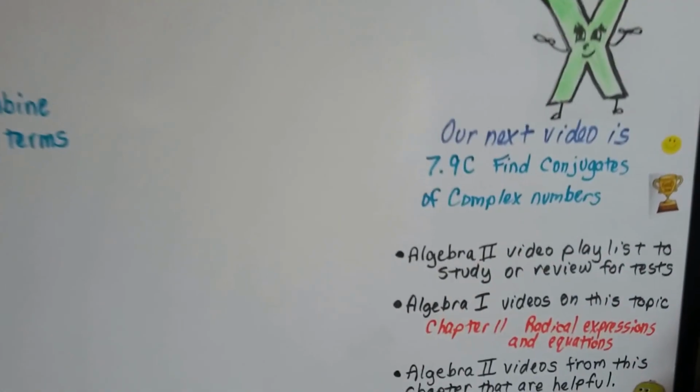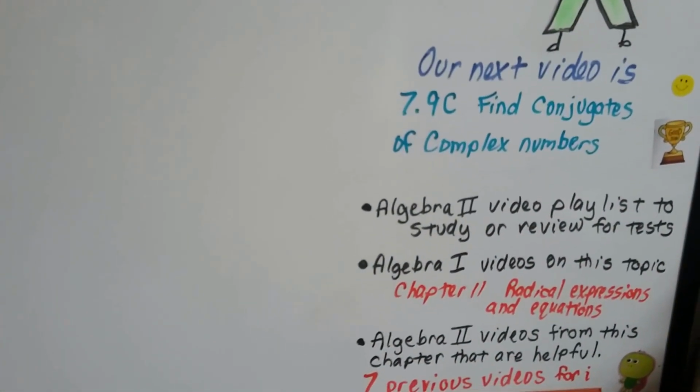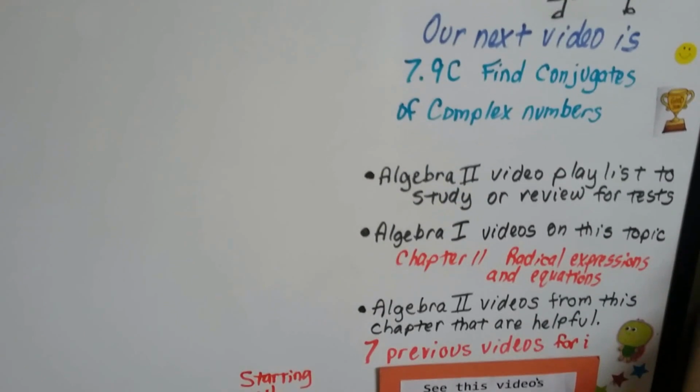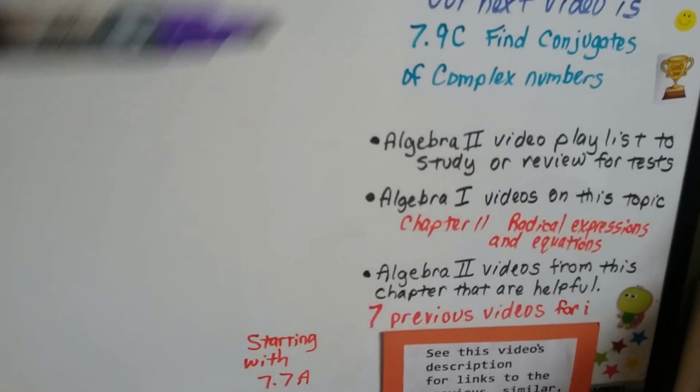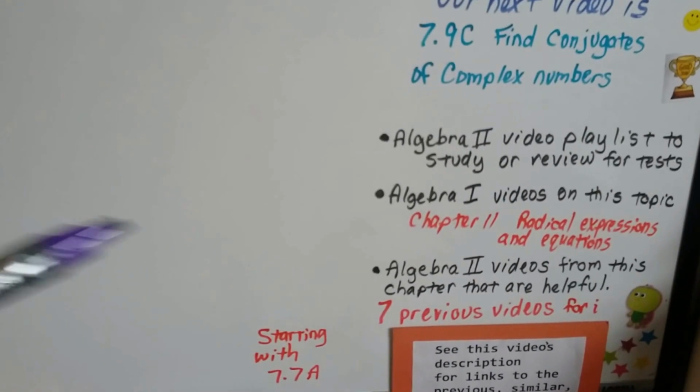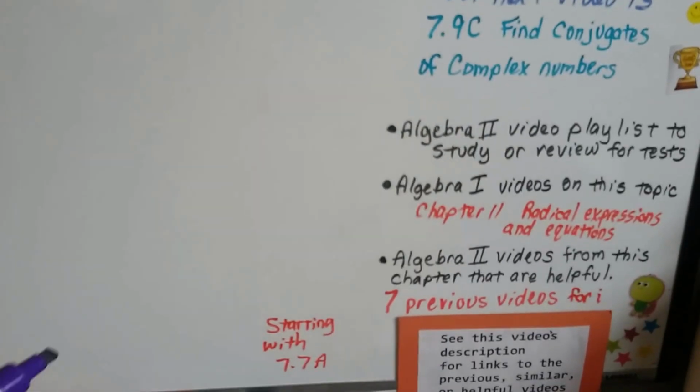Our next video is 7.9c. We're going to find conjugates of complex numbers. We talked about conjugates once before, so now we're going to talk about it a little deeper.